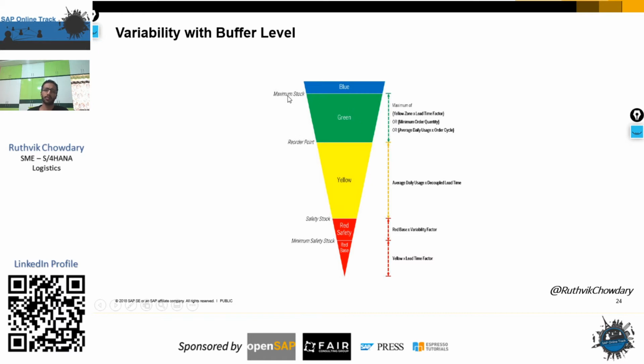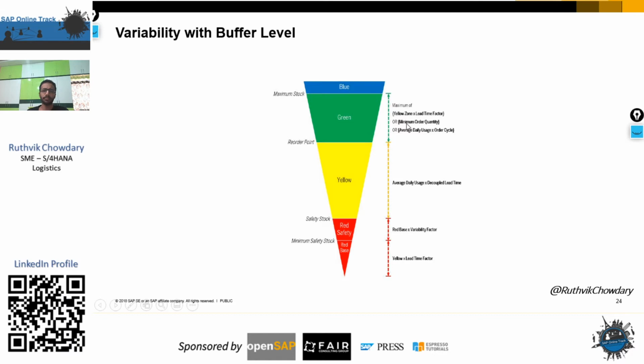If it is above the maximum stock level, then it will become blue. So you can see here, yellow means average daily usage. So what is the average daily usage? It will be based on that, and the lead time. What is the lead time for this particular material to get inventorized? It will take that and the average daily usage, and based on that, the yellow zone will be calculated.